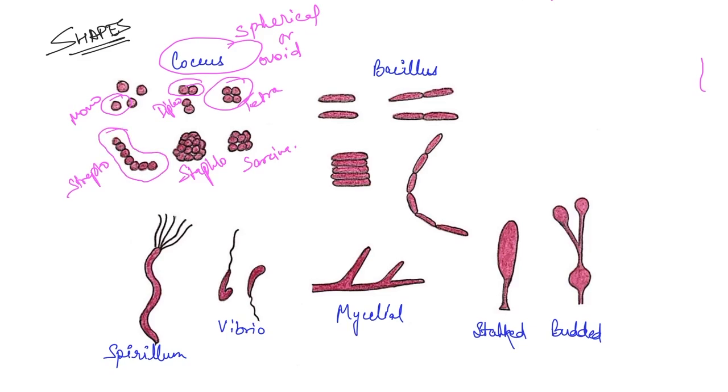So you can see the form is in chains. Now, Staphylococcus basically is irregular clusters. So this is single, this is double, this is four, this is basically in chains, this is irregular clusters, and Sarcina is wherein they are present in 3D structure. Okay, so this is all about coccus, round, spherical, or ovoid bacteria. Then we have bacillus.